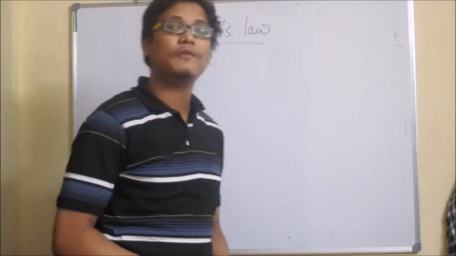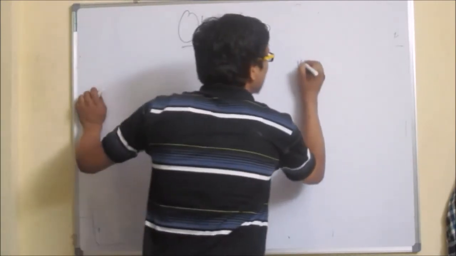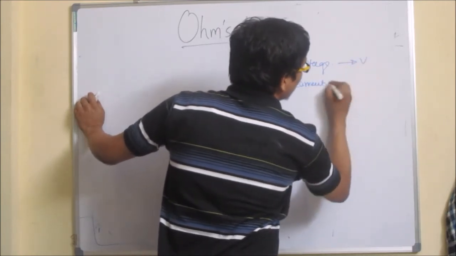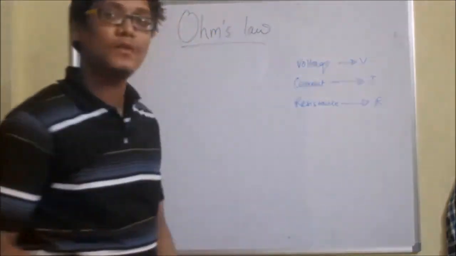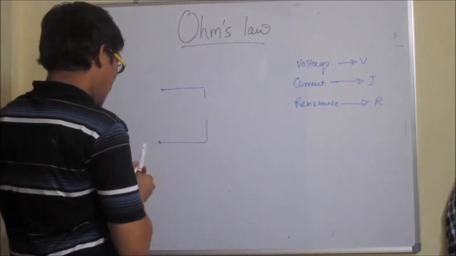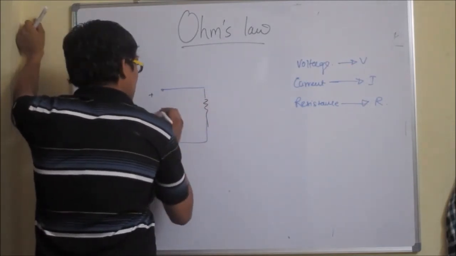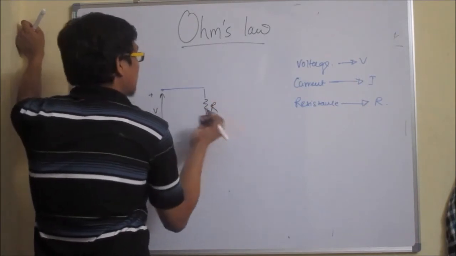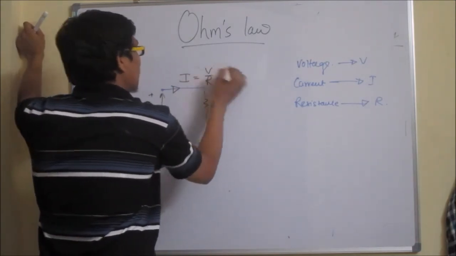Now we will consider the very famous Ohm's law. Ohm's law basically states the relation between voltage V, current I, and resistance R. What it says is, if we apply voltage V between the two terminals of a resistor whose resistance is R, then the current of value I equal to V by R will flow through it.